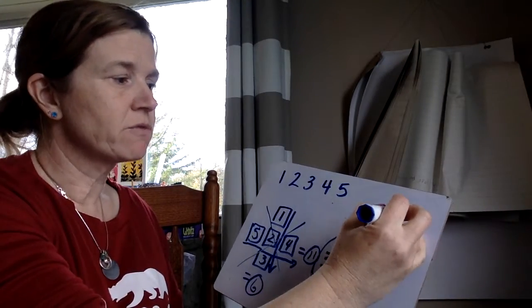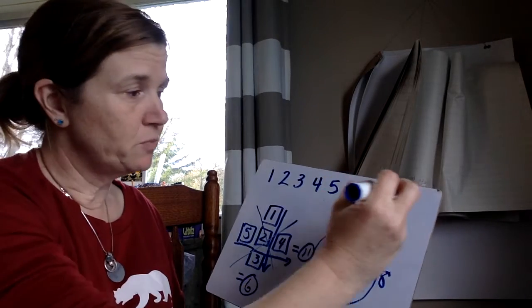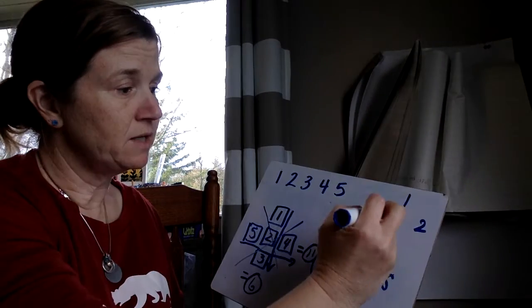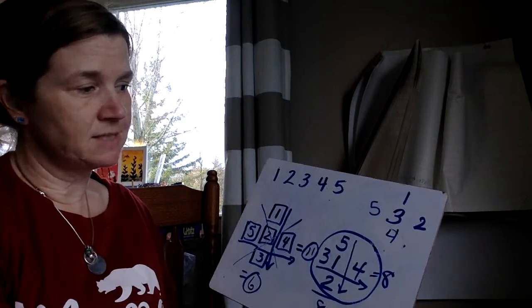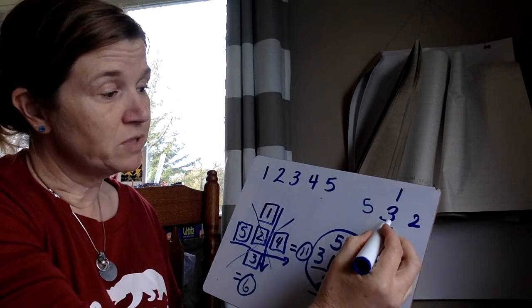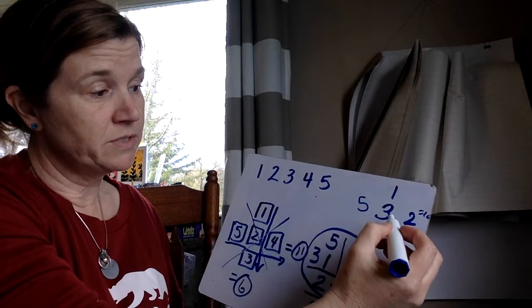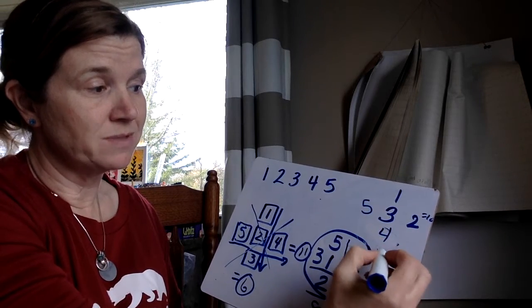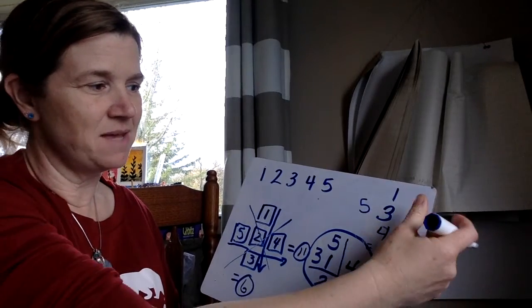So I'm going to try a different number in the center. I'm going to try 3 in the center. So this time I'm going to try 3 and I'm going to put 1, 2, 3, nope, not 3, sorry, 4 and 5 around it. Okay, so let's add up our horizontal and vertical sums. 5 plus 3 equals 8, plus 2 equals 10. 1 plus 3 equals 4, plus 4 equals 8. Okay, so that didn't work. These do not have the same answers.